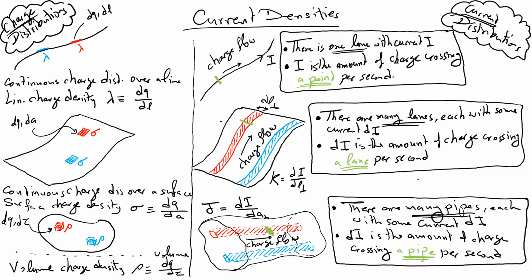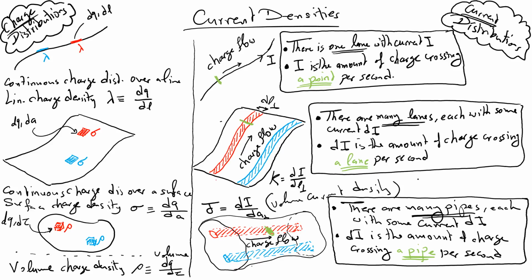This is usually called volume current, and so this is volume current density. I forgot to write that. And this K is called surface current density. I'm not going to write it down, there's no place for it. But you get the idea.